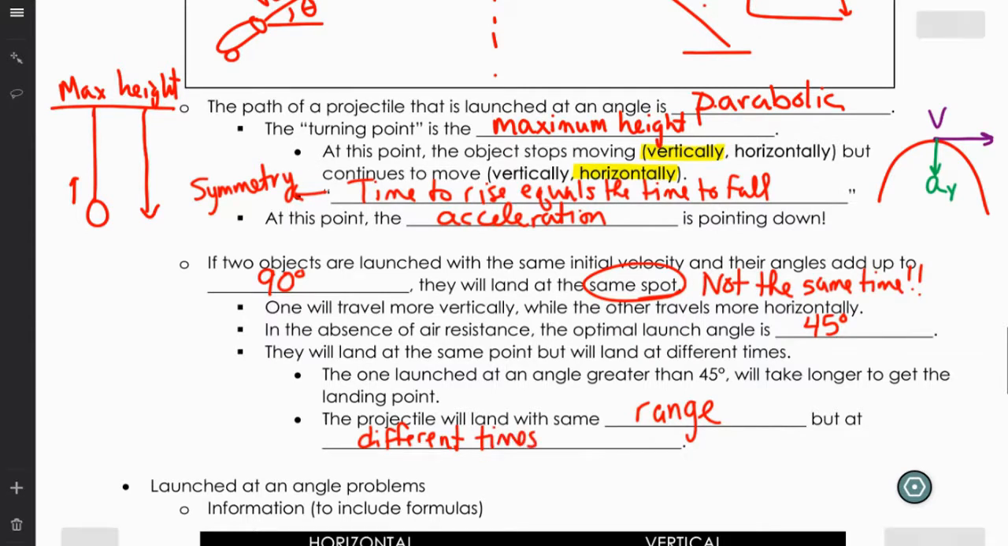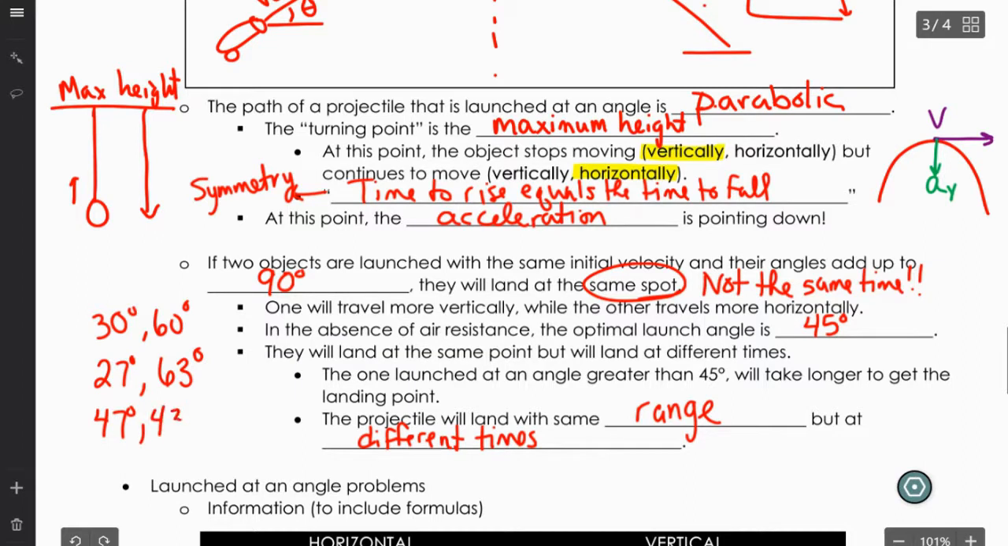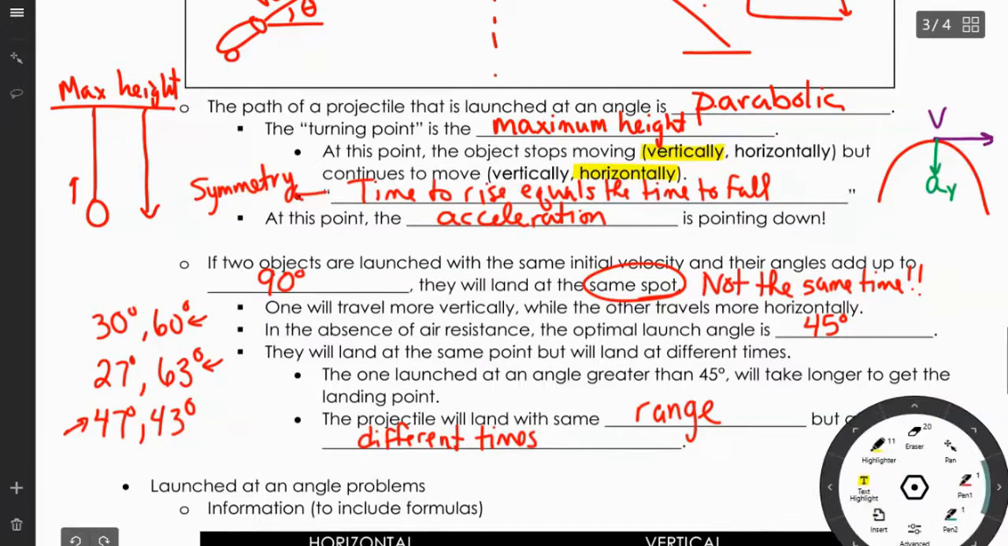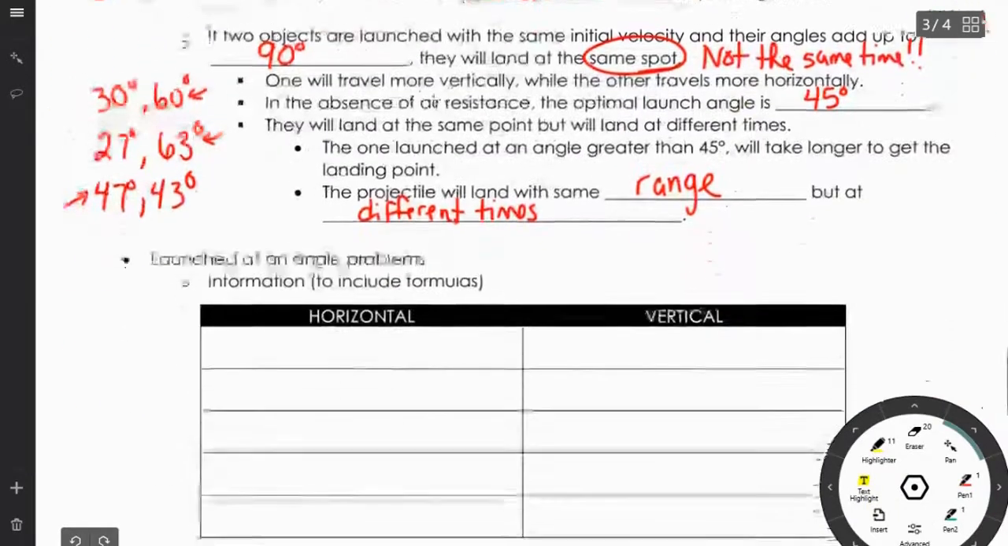Okay, so angles such as if I launch at 30 degrees and 60 degrees, 27 degrees and 63 degrees, 47 degrees and 43 degrees. These will all land on the same range, but this will take longer. This will take longer because they go more up than out. Okay. Now let's break down the formulas before we do some example problems.